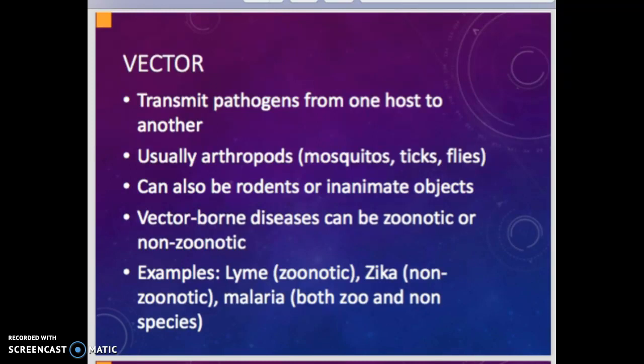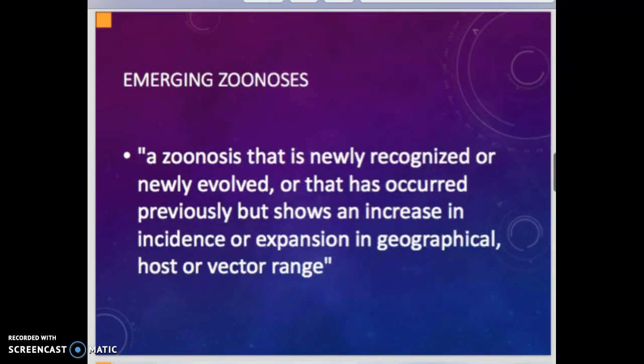Vector-borne diseases can either be zoonotic or not. For example, Lyme disease is a zoonotic vector-borne disease because the disease is transmitted from vertebrate animals, like deer mice, to humans via an arthropod, the tick. Zika is a vector-borne disease that is not zoonotic, as it does not appear to have an animal reservoir among vertebrate hosts. Interestingly, there are several species of malaria, one of which is considered zoonotic, while others are not.